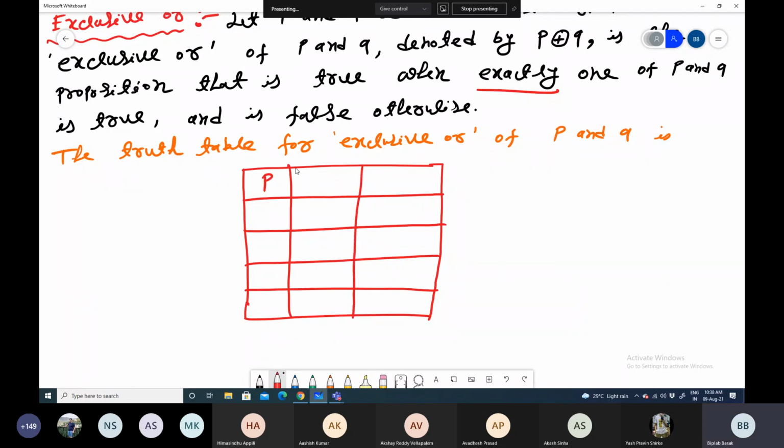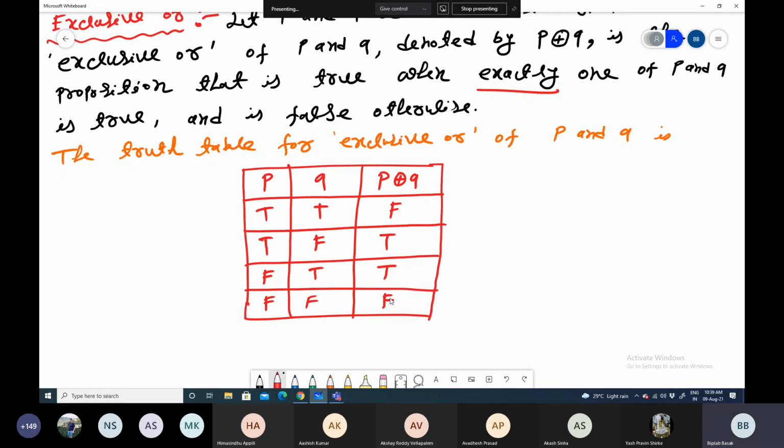Okay, so this is my P, this is my Q, this is P exclusive or Q. Now, if both are true, then that statement is false, because we define it in this way: the proposition will be true when exactly one of P and Q is true. So if P is true and Q is false, then exactly one is true, so that is true. And if P is false and Q is true, again exactly one of them is true, so this is true. And if both are false, again by the definition this is false.